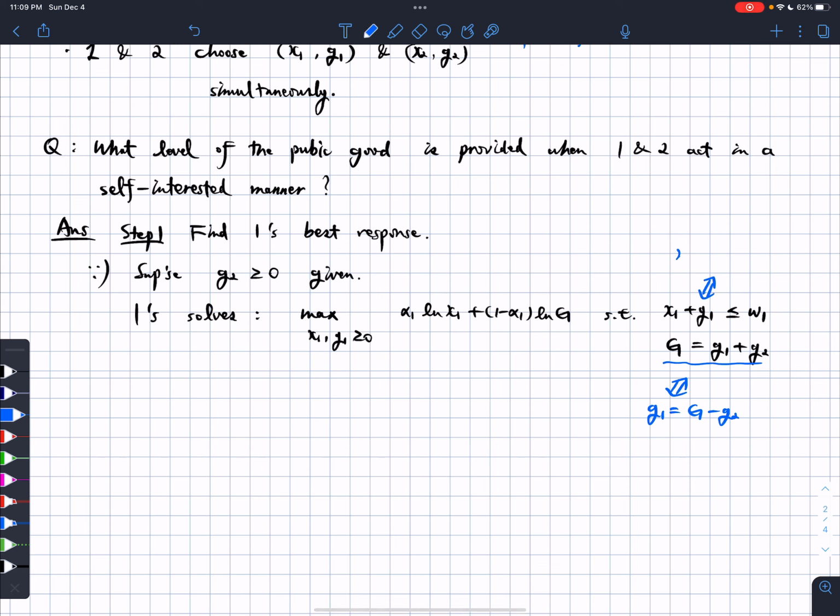Then what do I have? x1 plus big G minus small g2, but I'm going to put that on the right hand side so that I have something like this. Okay? And then now, effectively what I have done is, using this constraint, I've got rid of this g1 in this constraint, right? And the reason is that small g1 does not appear in this objective function, okay? So then if I rewrite the whole problem, I have the following.